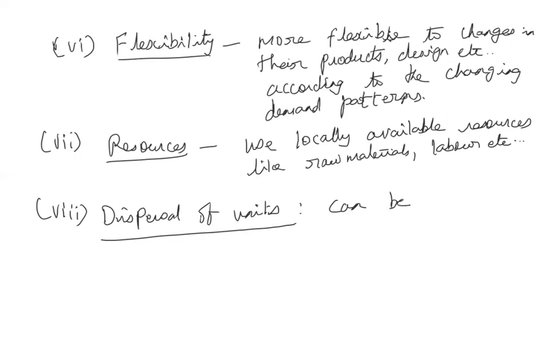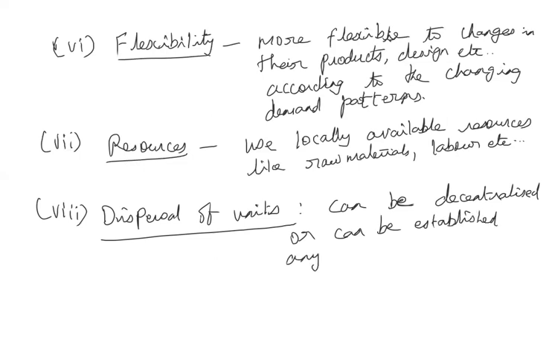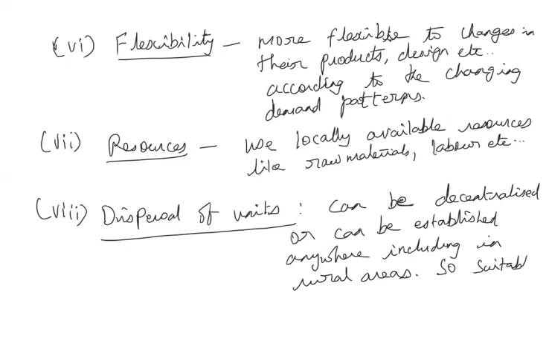So the main advantage is that they can be decentralized. Decentralized, same meaning, dispersed. They can be established anywhere, including in rural areas. So it is ideally suitable to promote balanced regional development in the country. So all these are the specific features of small scale industries.